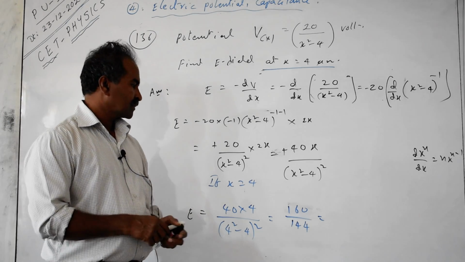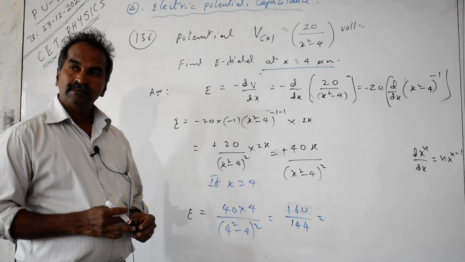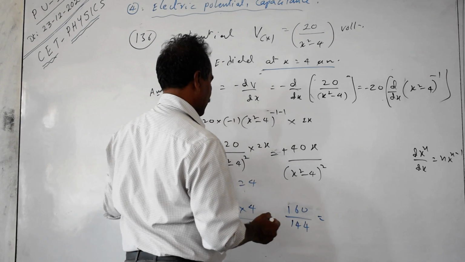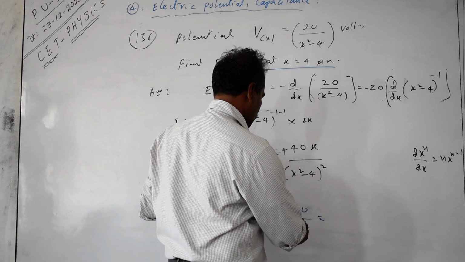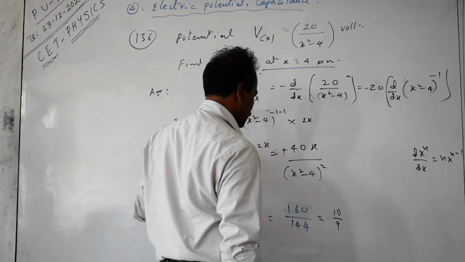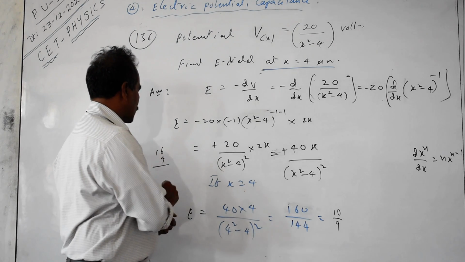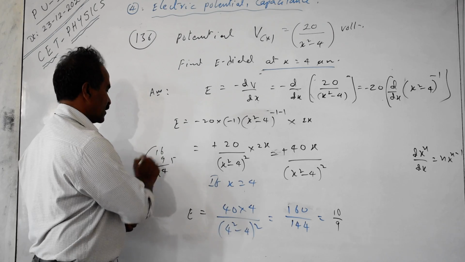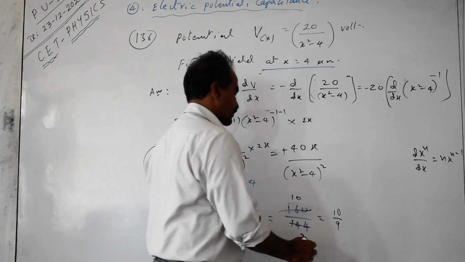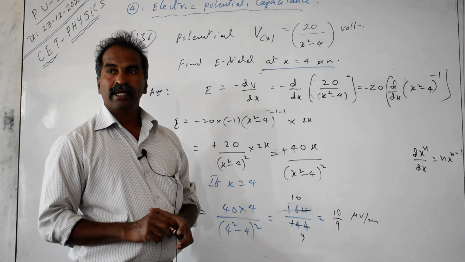Ten by 9. This is in micro units, so you will get the result in terms of micro only. 160 by 144: 16 tens are 160, and dividing by 16, the ratio is 10 by 9. So we get micro volt per meter, 10 by 9. That is the option.